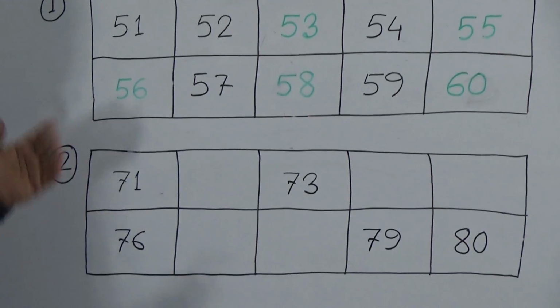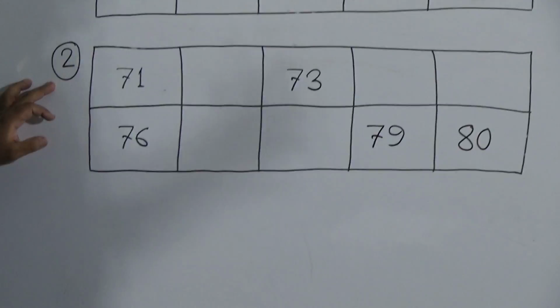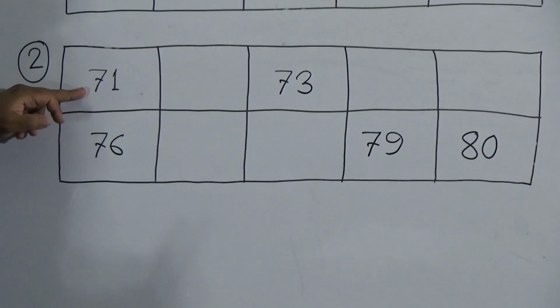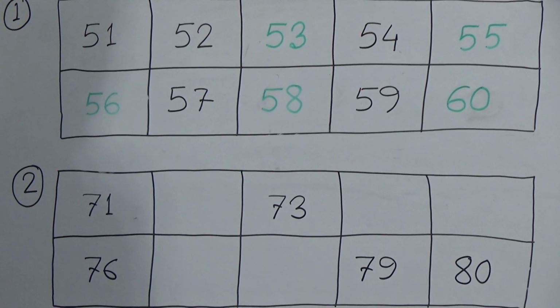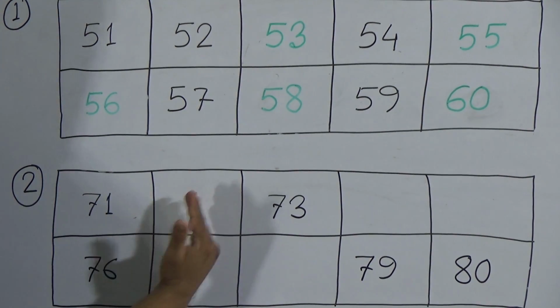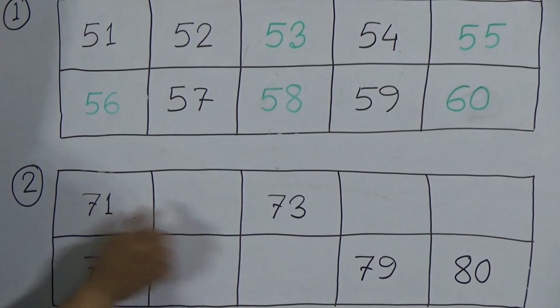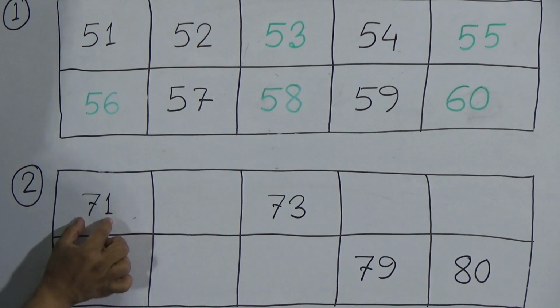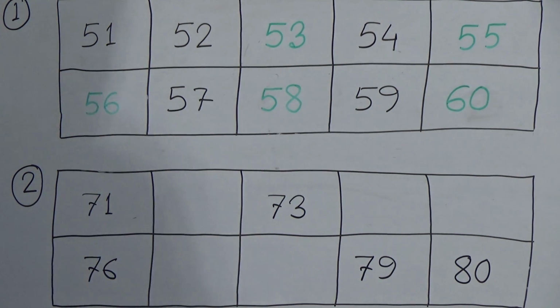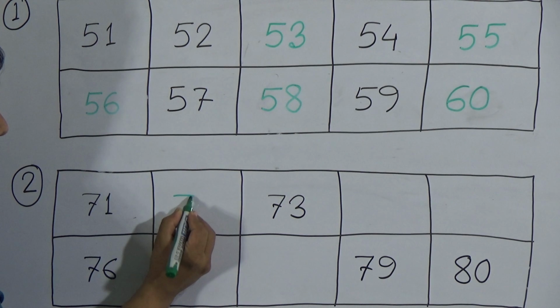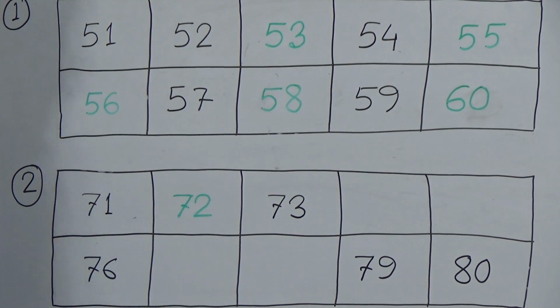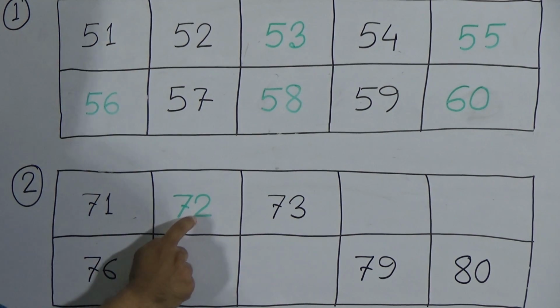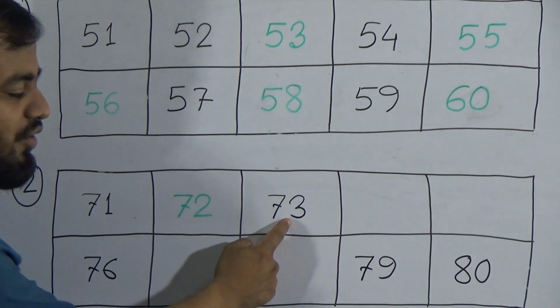Okay. Now come to question number 2. Here the first number is 71. After 71 there is a gap. My dear students, I am repeating again, we should go from left to right. So after 71, the next one is our gap. After 71, the number that comes is 72. That means this gap will be filled up with the number 7 and 2. It is 72. Okay. After 72, the number that comes is 73, which is given.